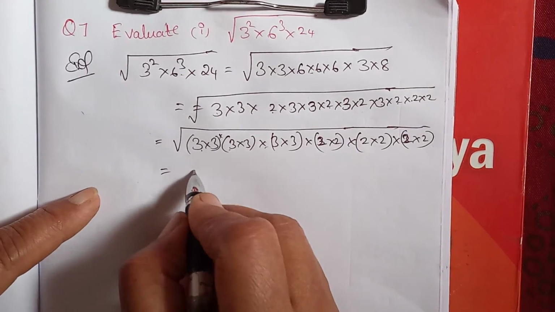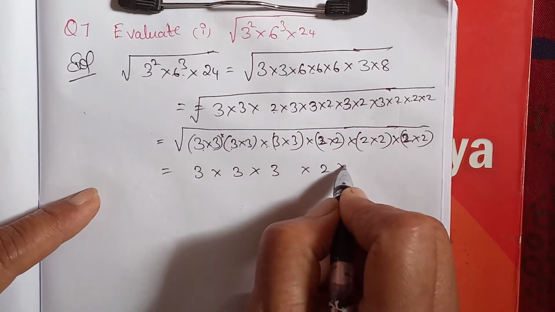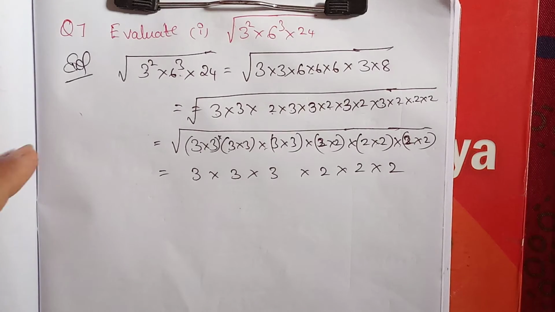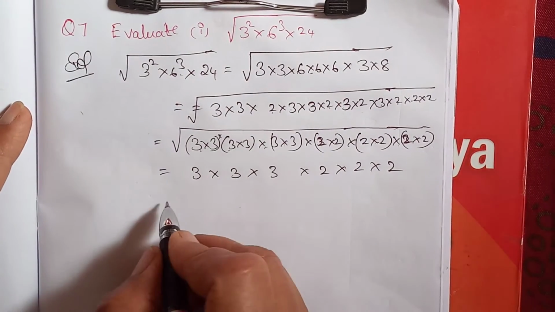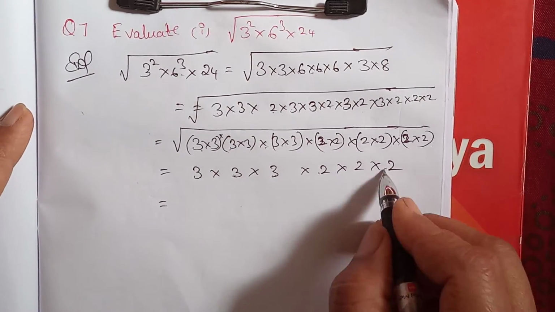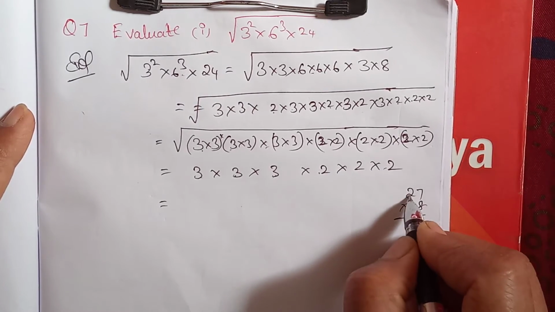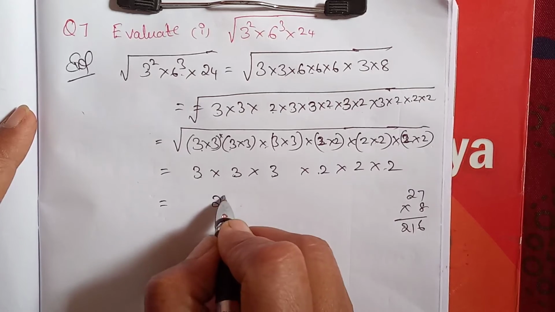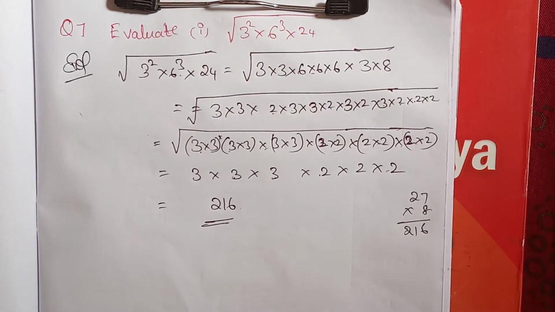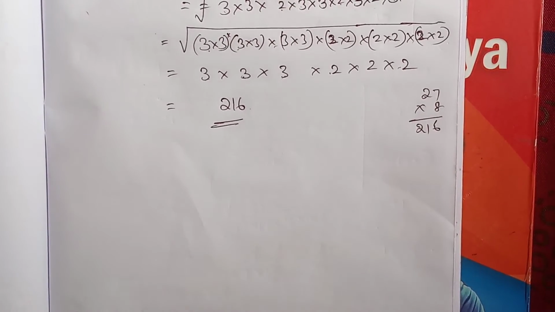1 we will pick out from each pair. 3 into 3 into 3 into 2 into 2 into 2. Okay. So what is the answer? You just multiply all these. 3 threes are 9, 9 threes are 27. 27 into 8. 8 sevens are 56, 8 twos are 16. 216 is the answer. Okay, children? Yes, second question. This bit, second problem.